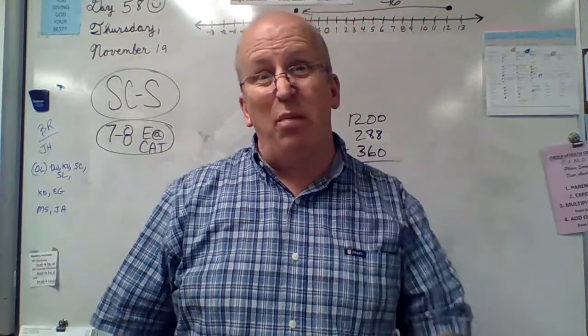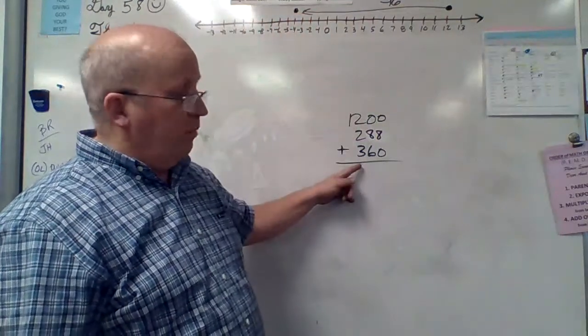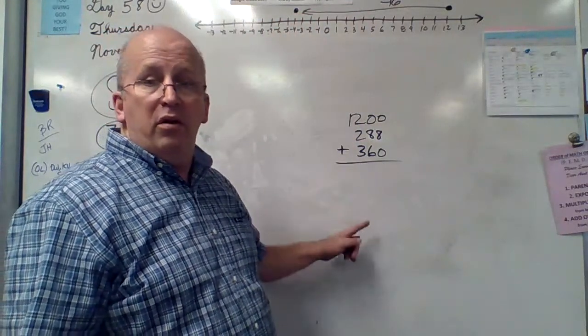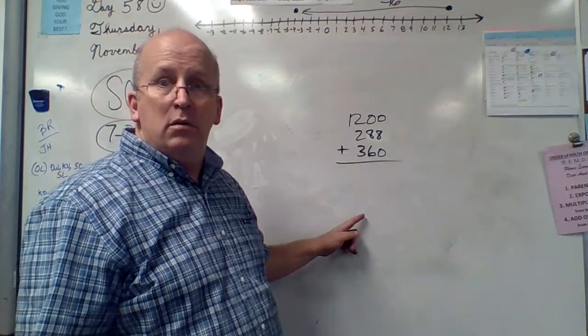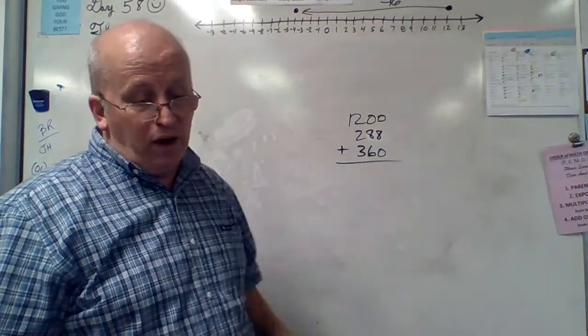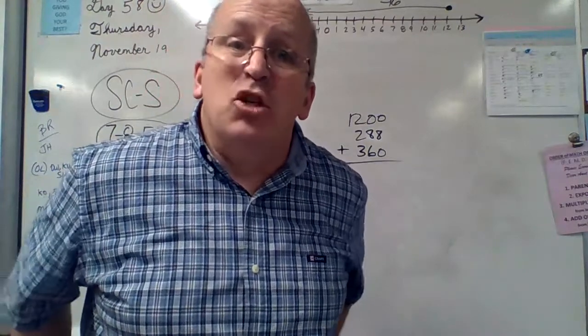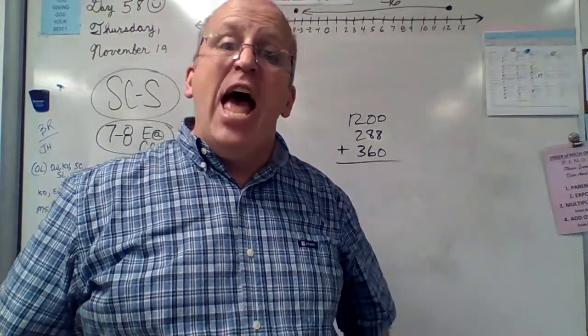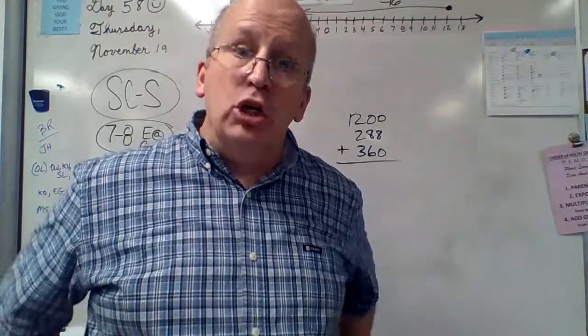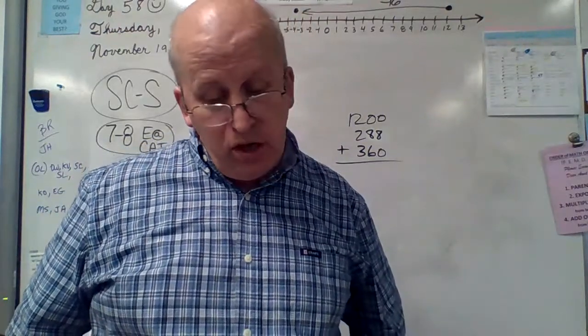So it's kind of a two-step problem. First, add these numbers. Then divide by the 24 people that are going. And if you do that, you're going to find the cost per person. I will give you a clue. The answer is somewhere between $70 and $80.